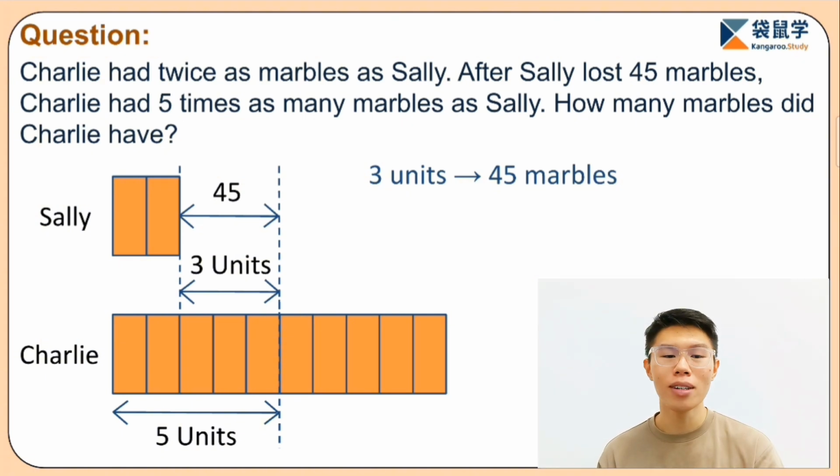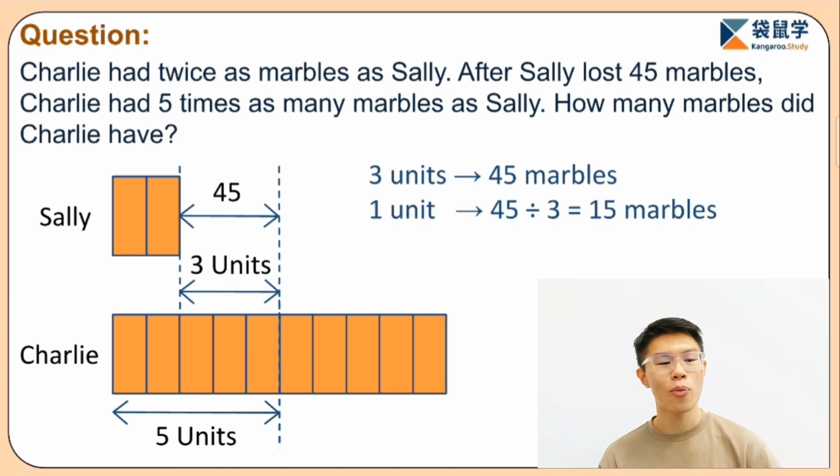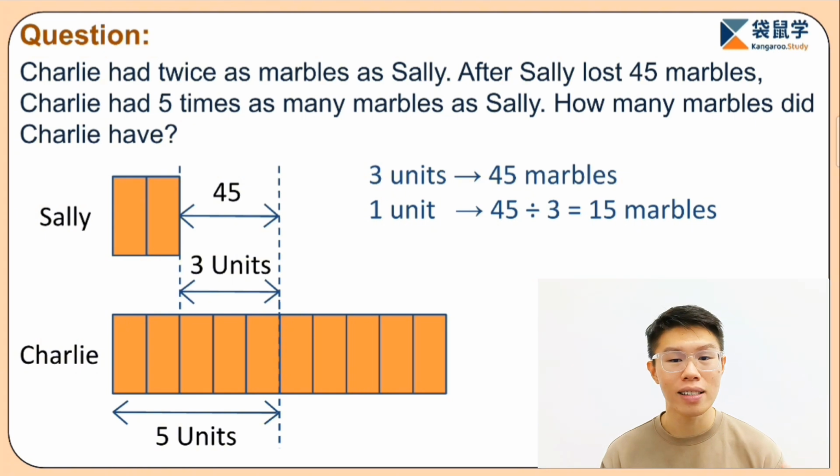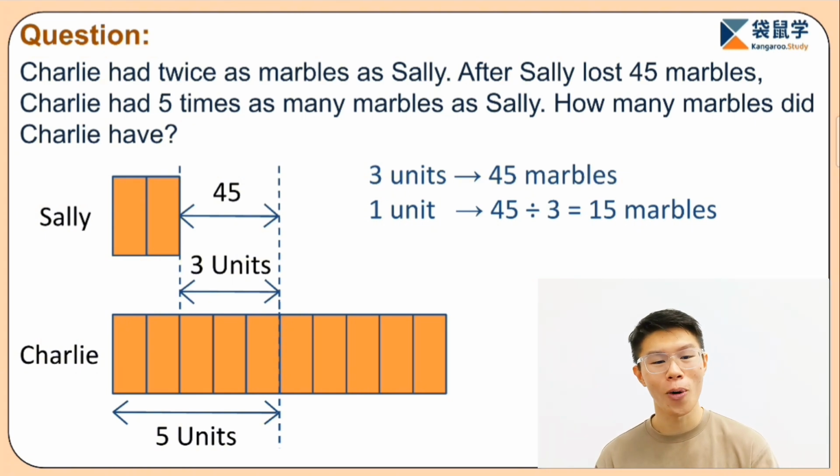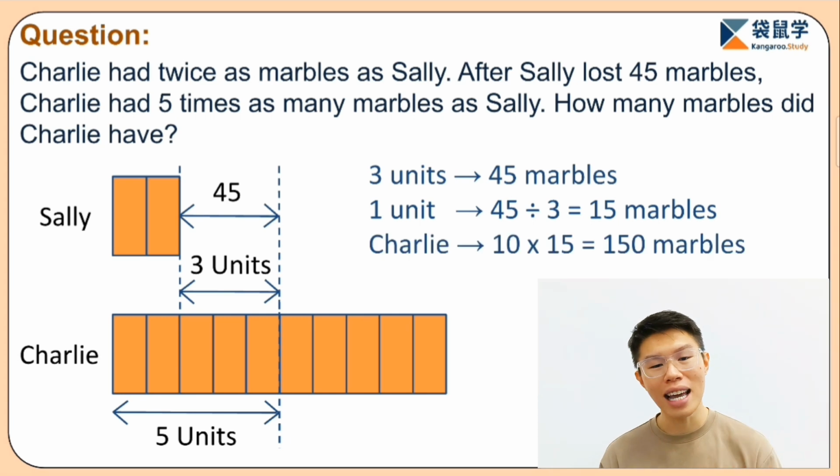And how many marbles are there in 1 unit? We simply divide by 3. And we are interested to find Charlie's number of marbles. So Charlie had 10 units. So it is 10 multiplied by 15. We get 150 marbles. So Charlie had 150 marbles. Problem solved.